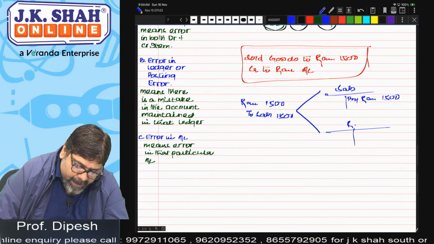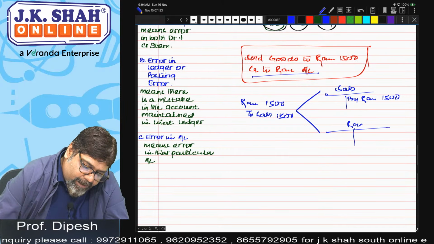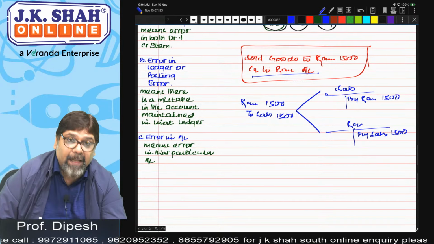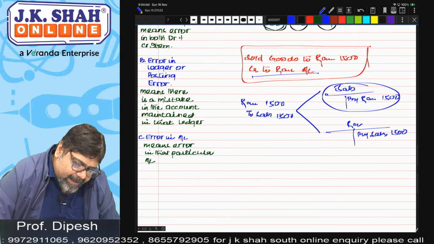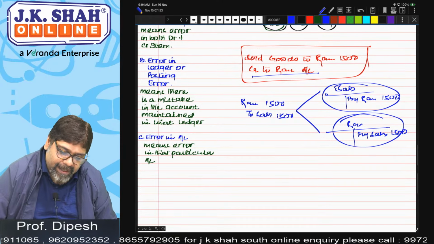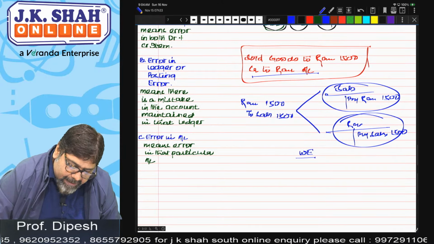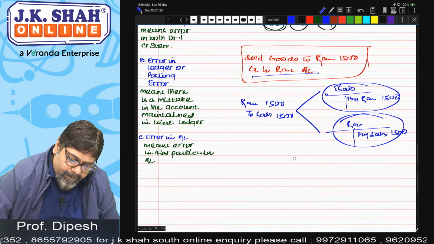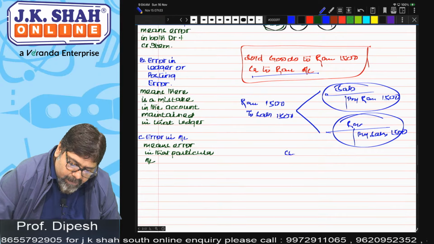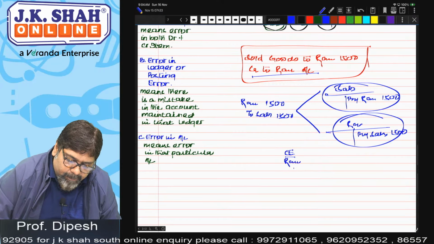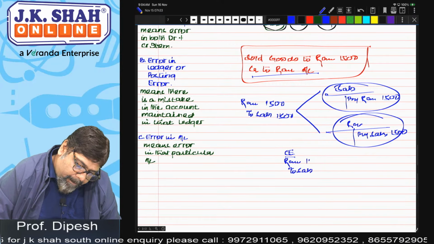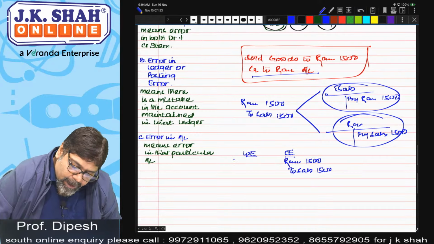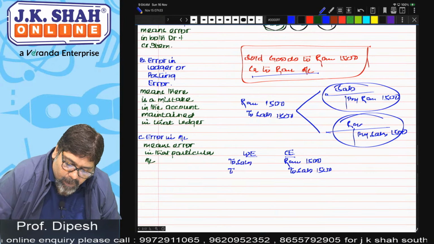But in Ram's account, I should have written to sales, and I have credited Ram's account. That means I have written by sales. Correct? That means sales is credited. Yes, Ram is also credited. So I will say the wrong entry is to sales, then the correct entry is what? Ram to sales, 1,500, 1,500. But the wrong entry is to sales to Ram.